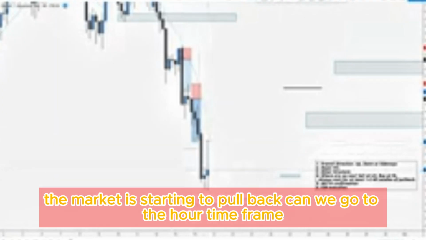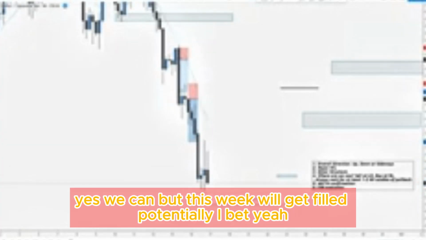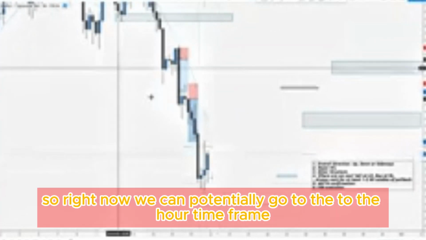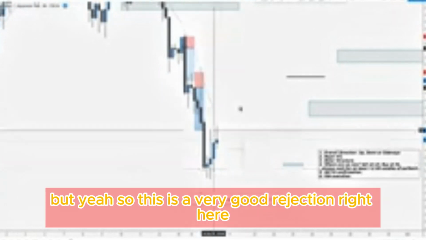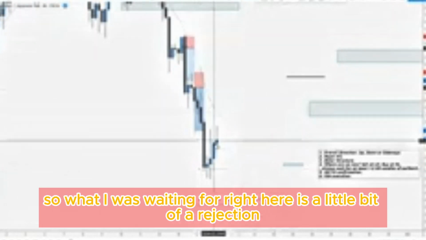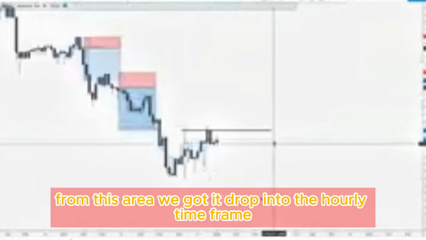Beautiful. The market is starting to pull back. Can we go to the hourly time frame? Yes, we can. But this week we'll get filled potentially. I bet. Yeah, very good. So right now we can potentially go to the hourly time frame. This is a very good rejection right here. What I was waiting for is a little bit of a rejection from this area. We got it. Drop into the hourly time frame.